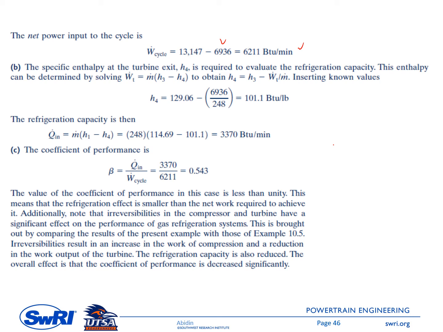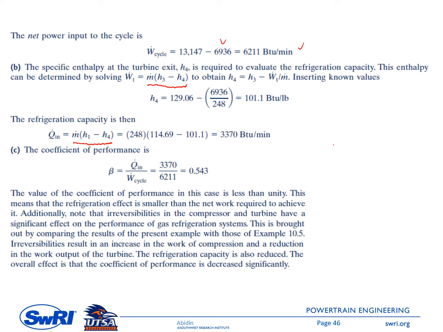Okay, and then the next one, we need to calculate what is Q dot in. Q dot in is m dot times H1 minus H4. We got H1 from the previous example, but we need to get H4 here. The turbine power is m dot times H3 minus H4. We already got the turbine power from the answer of A.